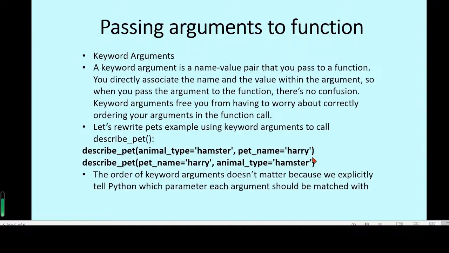Then in the parentheses we write key-value pairs. You can write them in any order if you input the key-value pairs. And we can also put the pet name first, Harry, and the animal type second. It's correct. The order of keyword arguments doesn't matter because we explicitly tell Python which parameter each argument should be matched with.